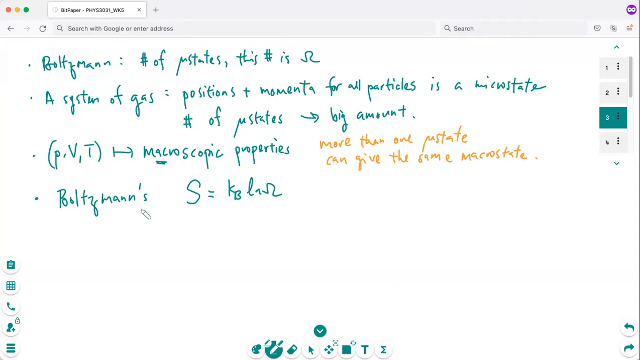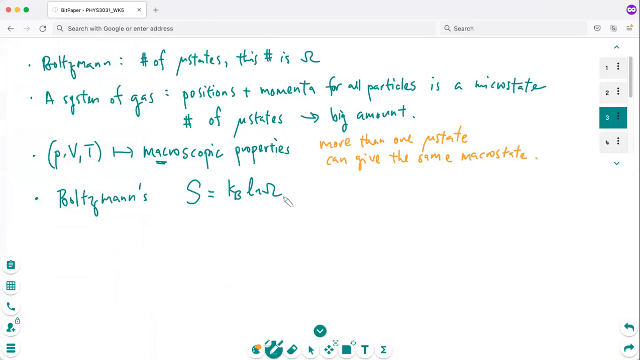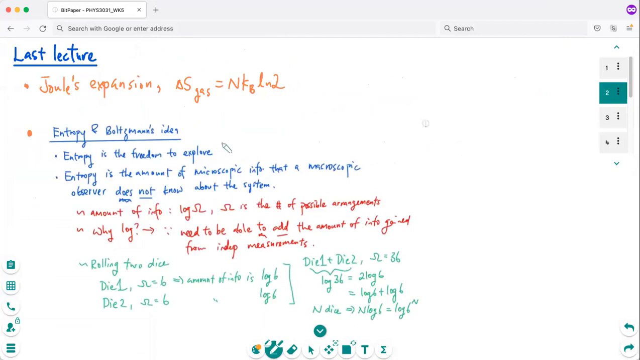Okay, and this is not too surprising, not too crazy, right? Why? Because look here, if you have a large number of microstates, you will have a large omega, then you have a large log, and you have a large entropy. And this is consistent with what we wrote here, right? So entropy is the freedom to explore. If you have a lot of microstates for you to explore, then S is large. So this is related to the large freedom to explore. So this is not too crazy.